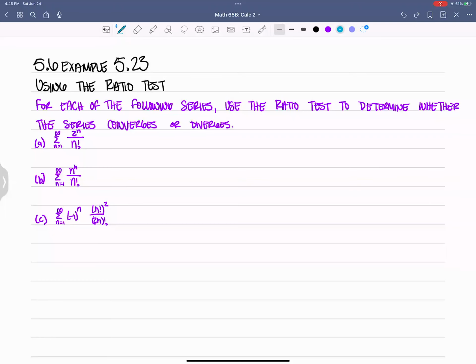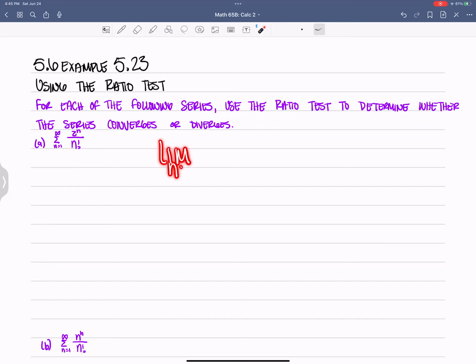Section 5.6, example 23. Using the ratio test for each of the following series. The ratio test tells us to look at the kth term versus the k plus 1th term. So we're going to take the limit as n approaches infinity of a sub n plus 1 over a sub n, taking the absolute value of that.